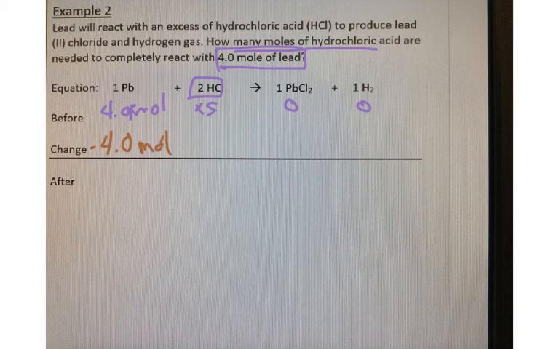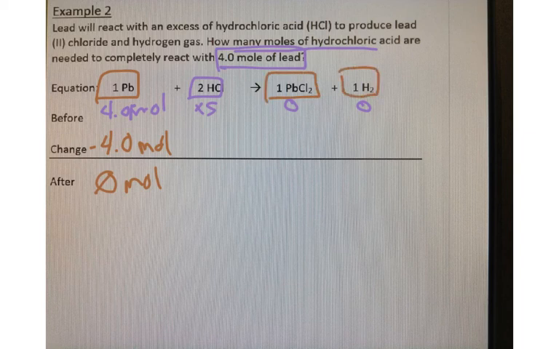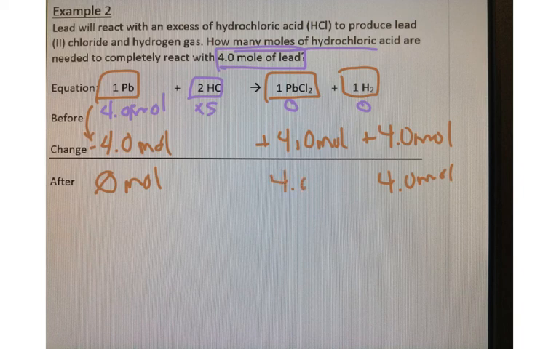So that means it is losing 4 moles, which means that I will end up with 4 minus 4, which means I will end up with 0 moles of lead. Now looking at my coefficients to easily fill in this BCA chart without having to do any math, what I do notice is that the ones that I just boxed in brown have all the same coefficient. So if I lost 4 moles here, that means I'm going to gain the same amount over here. So I'm going to gain 4 moles of the lead II chloride, and I'm going to gain 4 moles of hydrogen. So 0 plus 4 is 4 moles. So I'm going to gain 4 moles of both of my products. Why? Because they had the same coefficient as the lead that I'm losing.